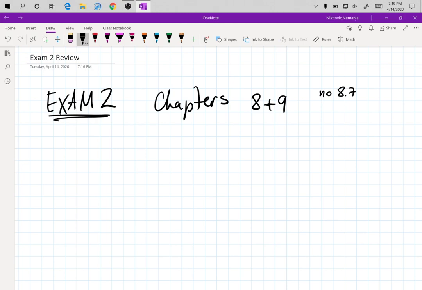Okay, so no 8.7, no 9.2, 9.4, 9.5. Those are all differential equation sections, so we only did 9.1 and 9.3. So technically everything we covered, right? Everything we covered, just be careful with a few of these.